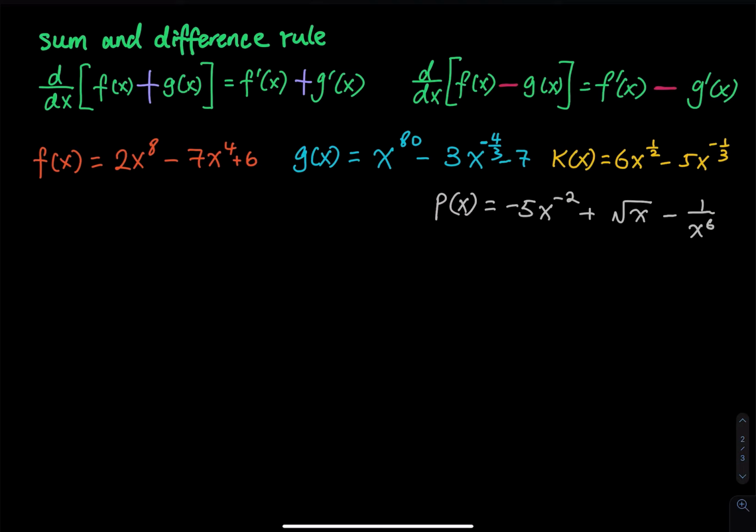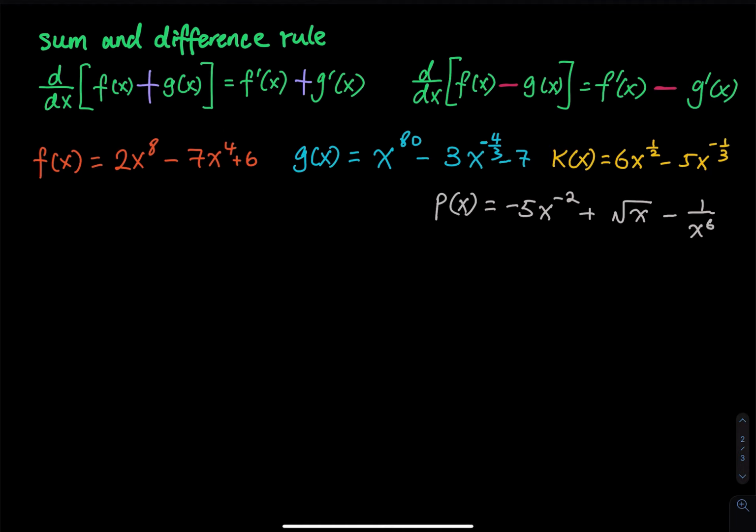Sum and difference rule. Pretty easy. So do you see that there is a function right there? f of x is equal to 2x to the 8th minus 7x to the 4th plus 6. So I want to find f prime of x. All you have to do is find the derivative of 2x to the 8th, and then take the derivative of 7x to the 4th, and then take the derivative of 6.